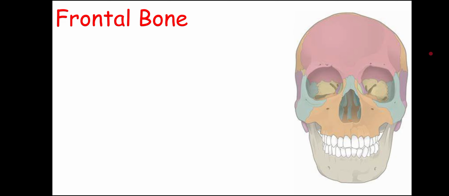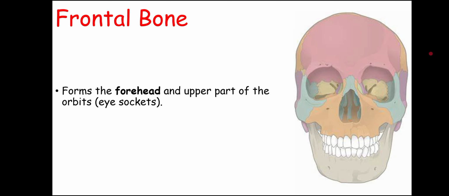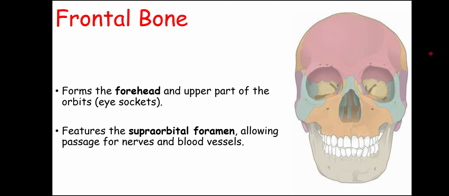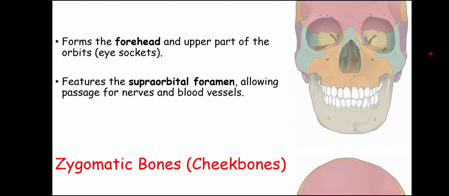The first bone we are going to talk about is frontal bone. It forms the forehead and upper part of orbits or eye sockets. Its features include supraorbital foramen that allows passage for nerves and blood vessels.